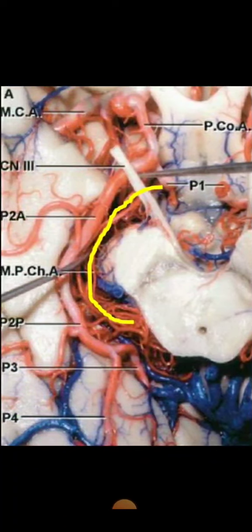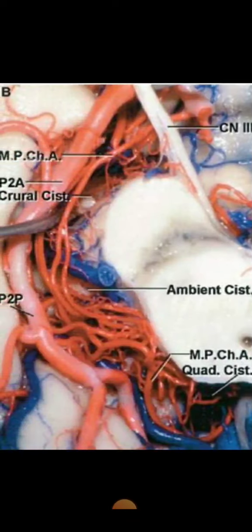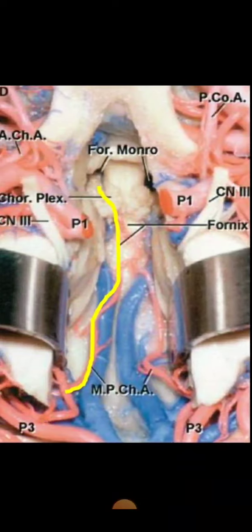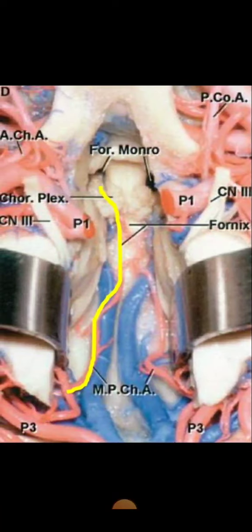The medial posterior choroidal artery arises from the P1 segment of the PCA or the P2A segment, which is the anterior part of the P2 segment of the PCA. It courses in the crural cistern, ambient cistern, and reaches the quadrigeminal cistern. It ascends up to reach the roof of the third ventricle, and it progresses up to the foramen of Monro.